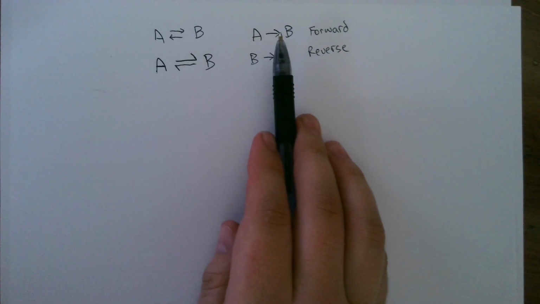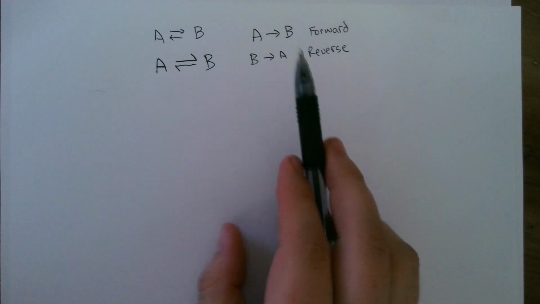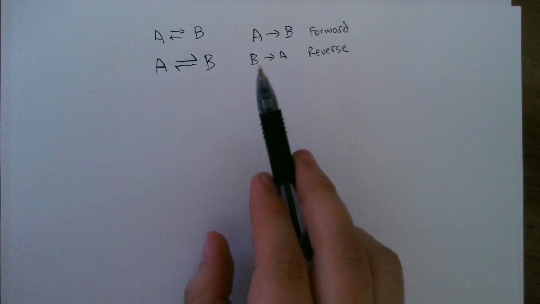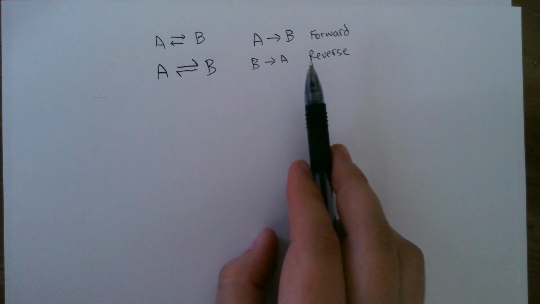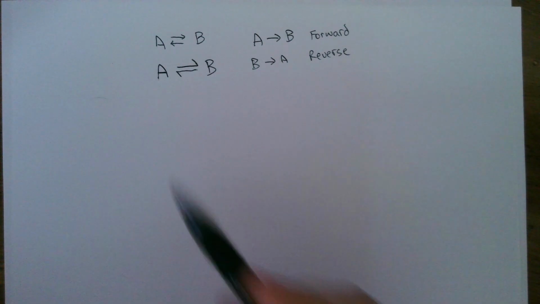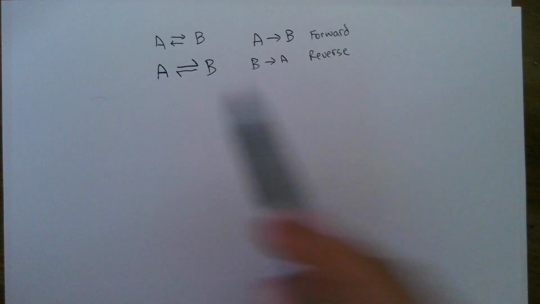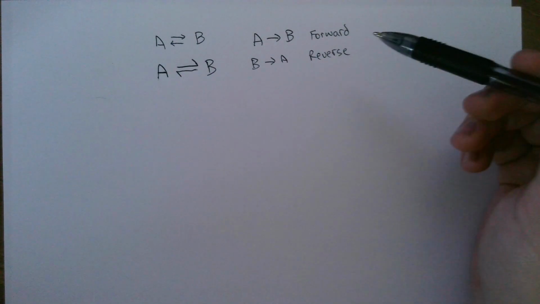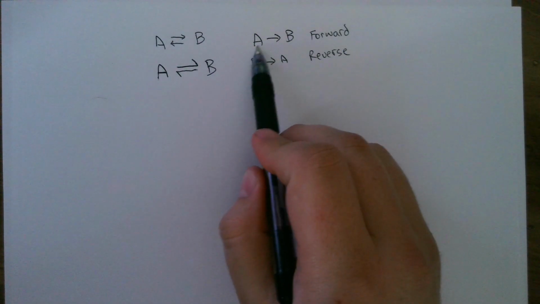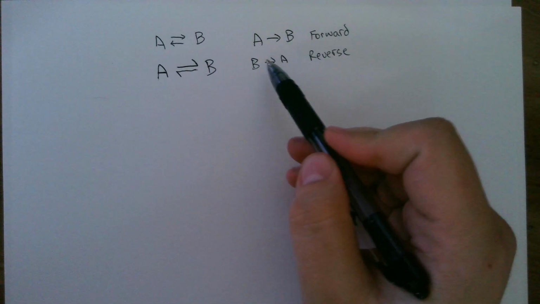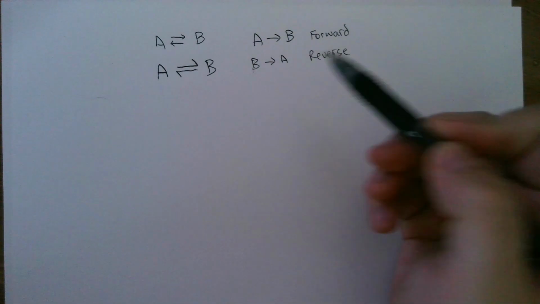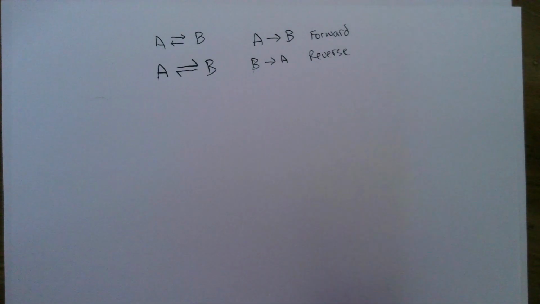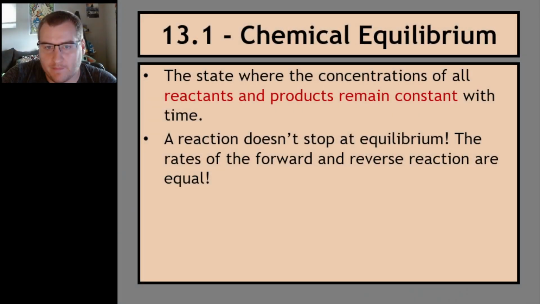The forward reaction, A is being made into B, but the reverse reaction happens at the same time, B being made back into A. Chemical equilibrium is defined at the point where the forward and reverse equal out. So the rate of A being turned into B is equal to the rate of B being turned into A. That's one definition of chemical equilibrium. Now there's a couple we're going to talk about.